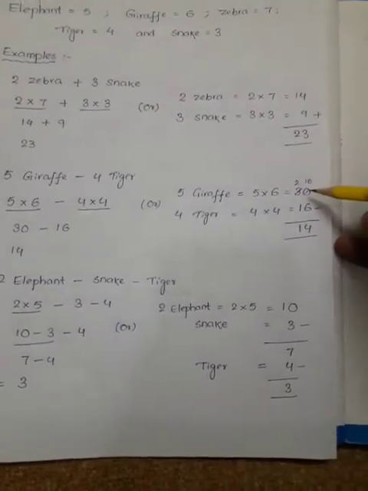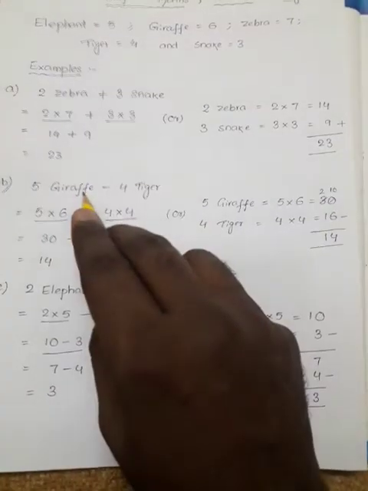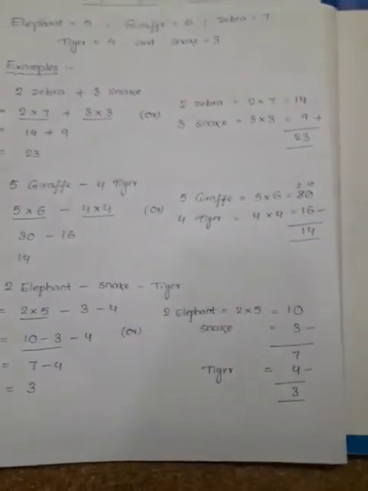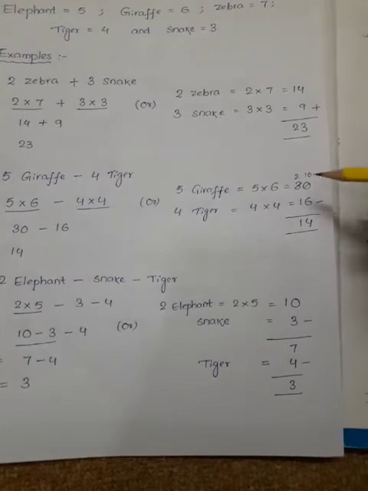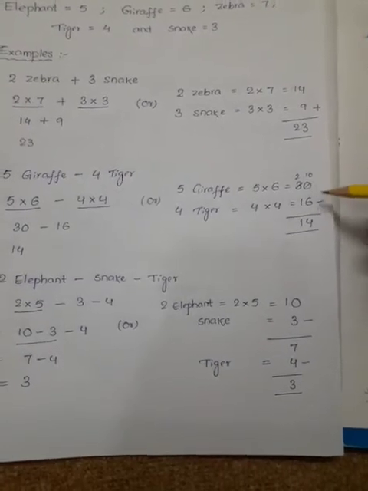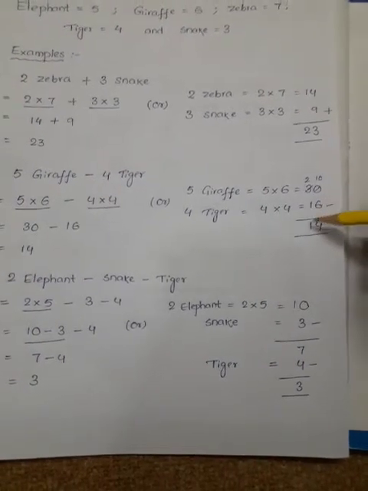So remember, why subtract? Between 5 giraffe and 4 tiger there is a subtraction symbol, so minus. So 10 minus 6 is 4, because 0 minus 6 is not possible, so you have to carry. So 10 minus 6 equal to 4, and 2 minus 1 equal to 1.